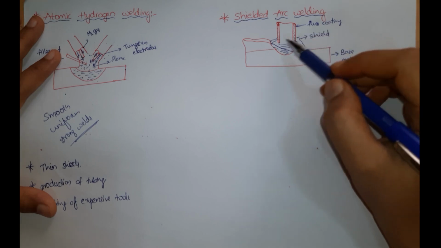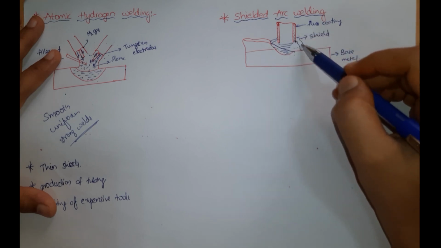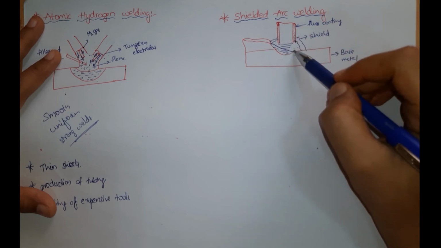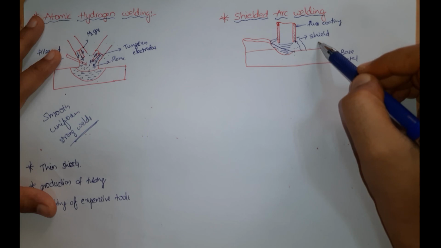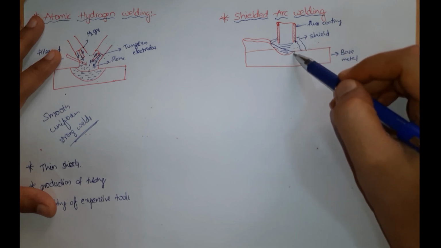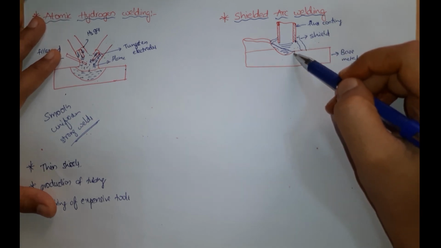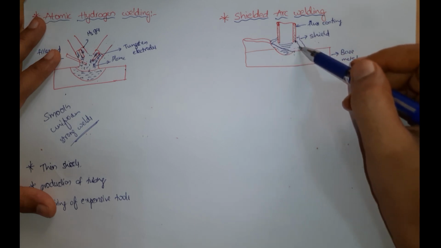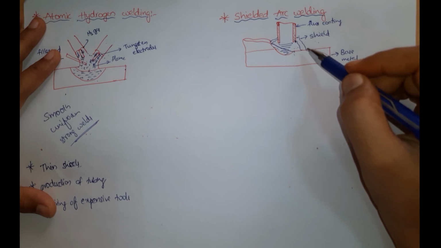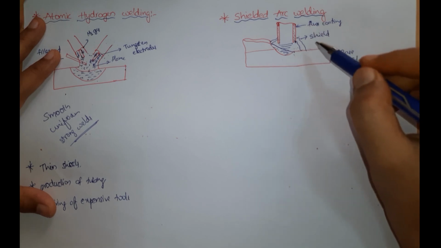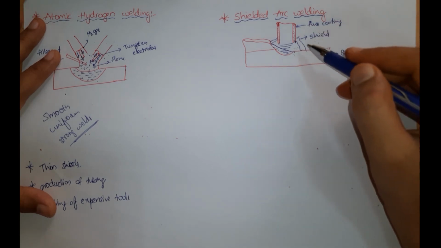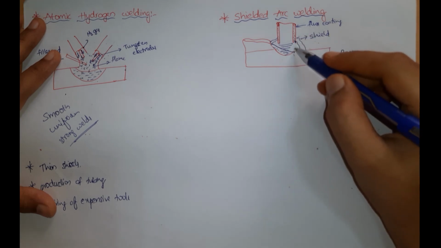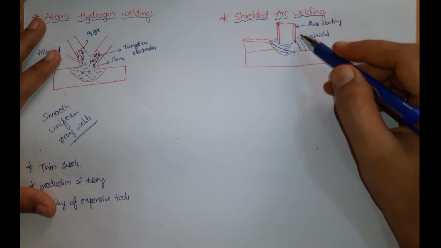So this shield creates an envelope of inert gas around the arc, such that it does not react with the atmospheric oxygen and prevents the contamination of the metal. So this is the method of shielded arc welding. This kind of shielded arc welding leads us to a good weld when compared to an ordinary metal arc welding.